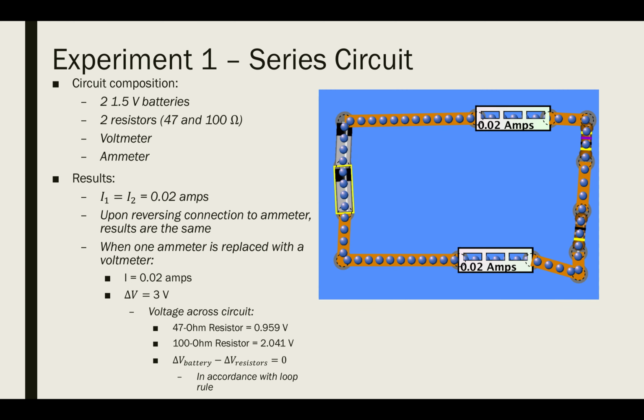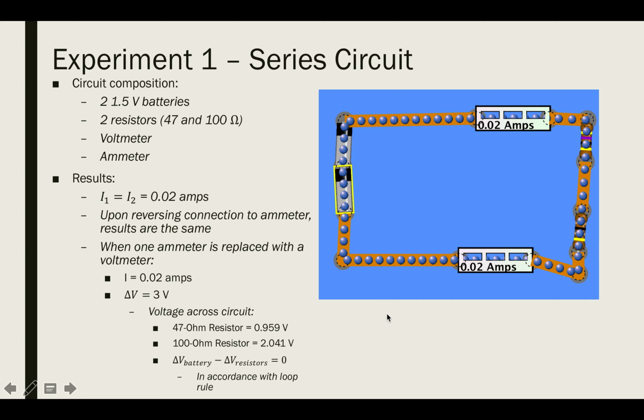So for the first experiment, I used the circuit construction kit and followed the methodology set forth in the lab instructions. The circuit is composed of two 1.5 volt batteries, two resistors, a voltmeter, and an ammeter. The voltmeter is not pictured here. When I set up this circuit, I found that both ammeters read 0.02 amps. When I reversed the connection to one of the ammeters, the result was still the same, 0.02 amps on both readings. And when one ammeter is replaced with the voltmeter, the remaining ammeter still read 0.02 amps, and the voltmeter read 3 volts.